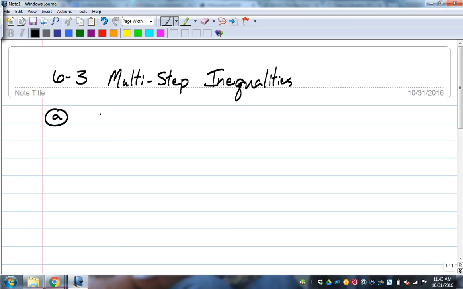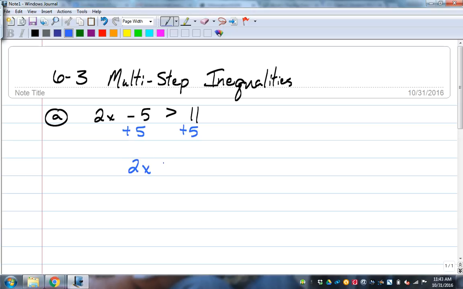Multi-step inequality. So it would be something like this: 2x minus 5 is greater than 11. And we're going to solve that. So what would we try? What are we trying to get by itself? X. So what's the first step? Add 5. Nothing is changing about how we get x by itself.